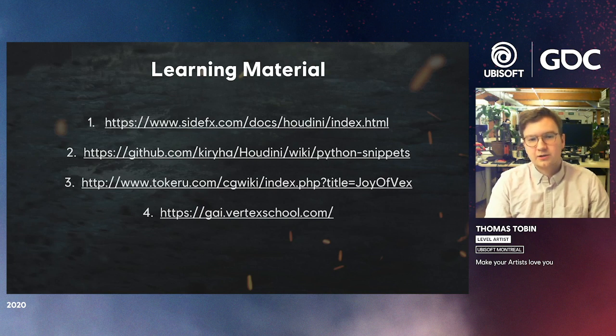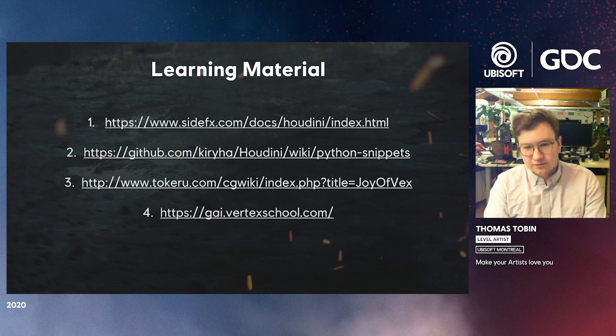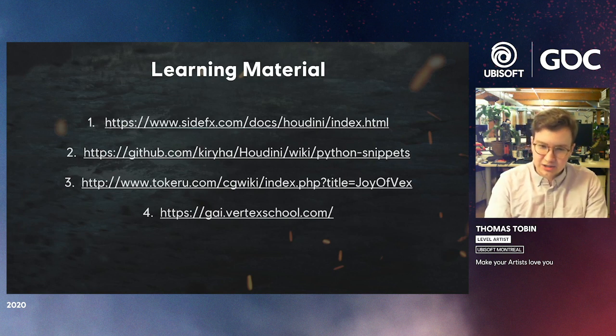Again, for learning material, feel free to look at the Houdini documentation. There's a lot of good information on there. Next, if you want to look at Python and explore that further, I recommend this GitHub for learning some Python snippets, and it covers examples of how you instantiate an asset, or how you reference an attribute. The next is Joy of VEX on Tokeru.